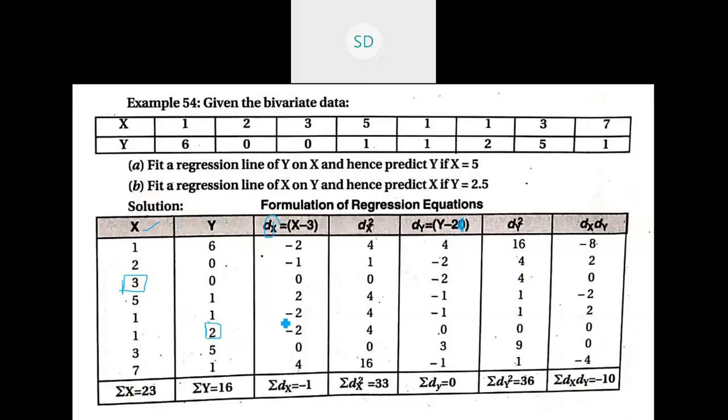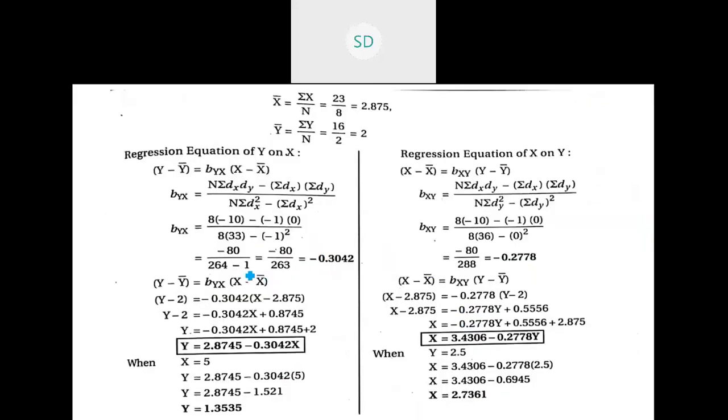It is 2. Now once you take y minus 2 and you find all the deviations from this, the total value of sigma dy is 0. Then dy square is calculating the square of this column. Then dx into dy: finally you multiply the dx and dy columns to get dx into dy. Now once we get all the important values, let us go on and form the equations. Here they have calculated the actual mean, because we require the actual mean calculation for these equations here.